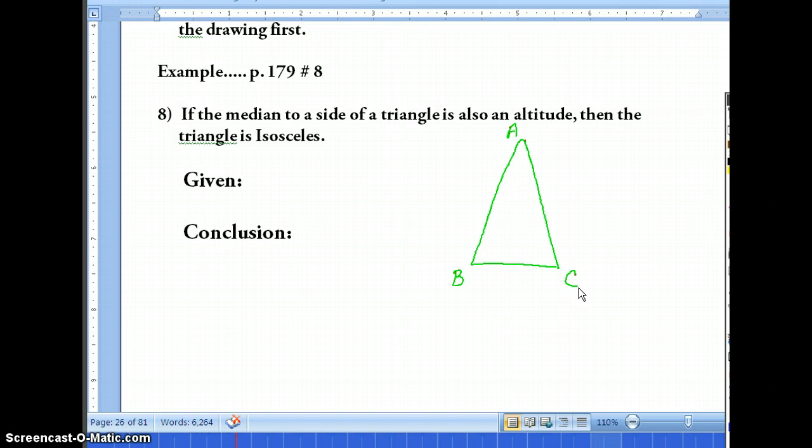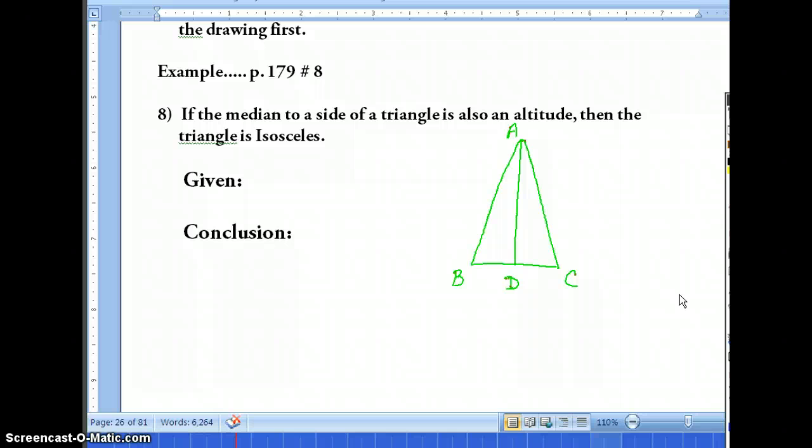And then it says if we have a median that's also an altitude. So I'm going to draw a median that goes from A down to BC. Now remember what medians do. They divide one side of a triangle into two congruent segments. So I've got to draw this so it looks like it's a median. We'll call that D. And then I've also got to draw it so it looks like it's perpendicular. And that looks pretty good.